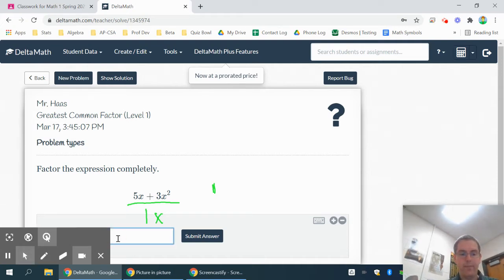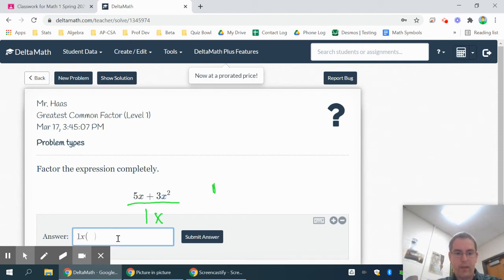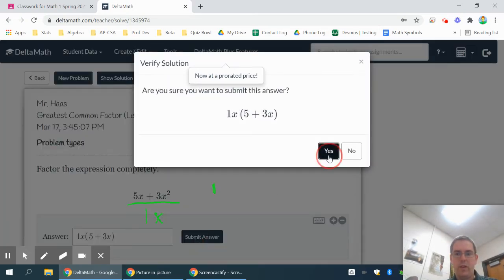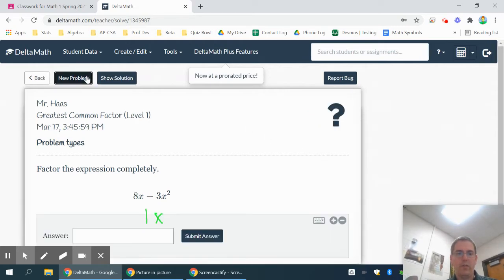When I do that, I'm going to have my 1x in front, and then 5 divided by 1 is 5, x divided by x cancels, and then it's going to be plus 3 divided by 1 is 3, and x squared divided by x, the x reduces down to an x. So that should be your answer, and we get credit for that one, and we'll try another one.